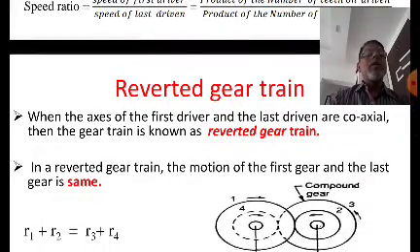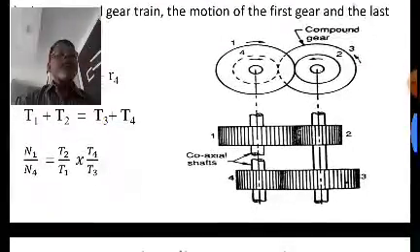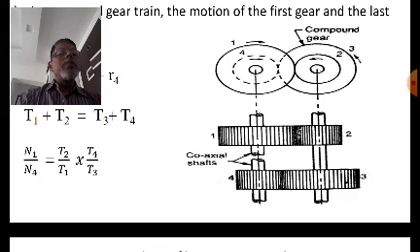Then the third case: when the axes of the first driver and the last driven are coaxial, the gear train is called a reverted gear train. In this diagram you can see gear number 1 meshes with gear number 2. Gears 2 and 3 are compound gears because they are mounted on the same shaft. And then gear number 4 meshes with gear 3, but its shaft is different from that of gear 1, yet it is coaxial. That means it is in the same line, right?